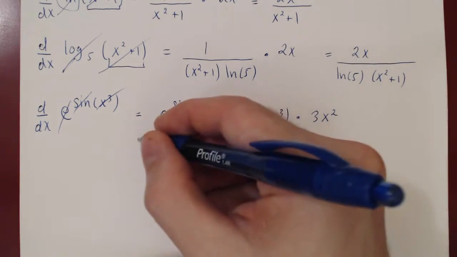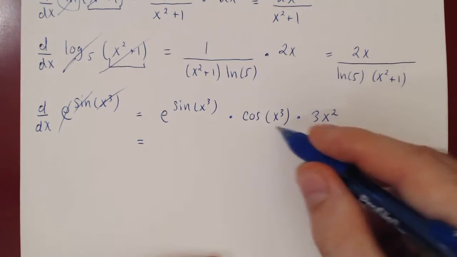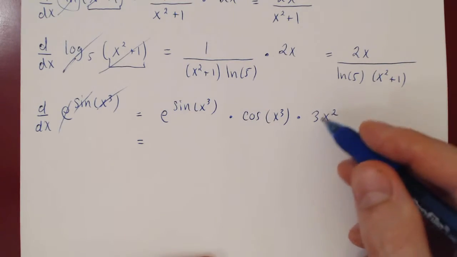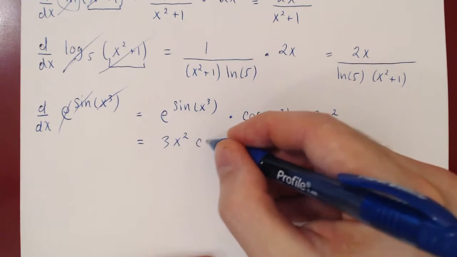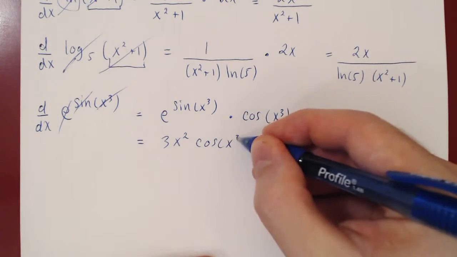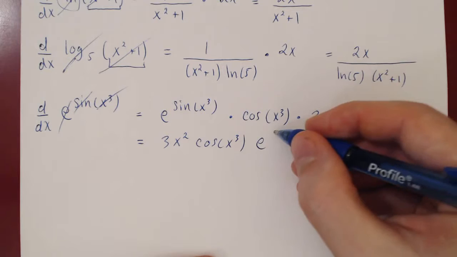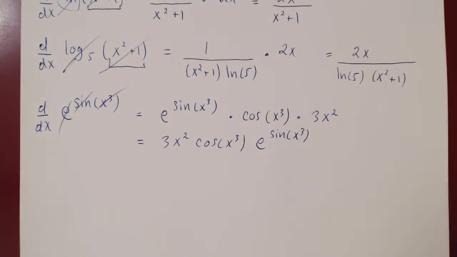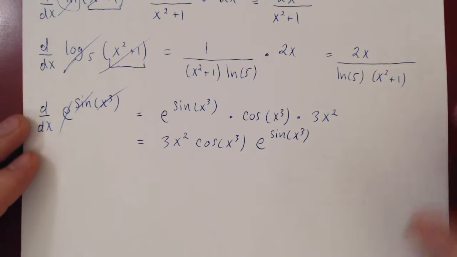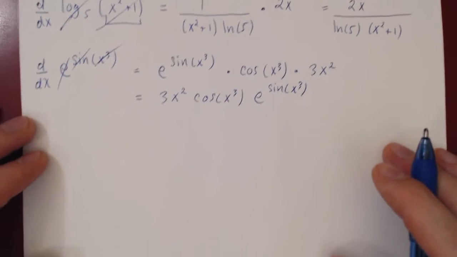And usually, as always, we write the simplest terms first, so we'll write this as 3x squared times cos of x cubed times the exponential function of sine of x cubed. So there you go. What if we had examples where we throw in some logarithms, but before we differentiate, we should simplify first? Let me give you just one example before that.